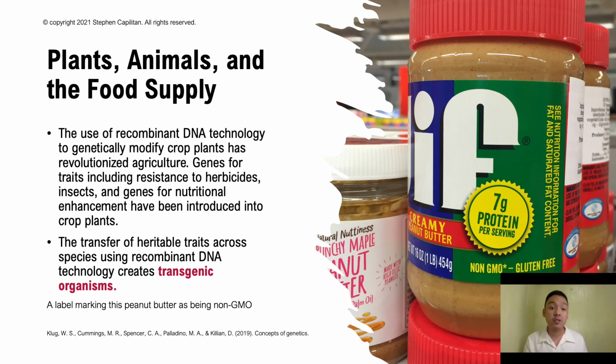Plants, animals, and food supplies have always been using biotechnology. Using recombinant DNA technology, we can now modify crop plants to revolutionize agriculture. Genes for traits resistant to herbicides and insects, and genes for nutritional enhancements, have already been introduced into crop plants. The transfer of heritable traits across species using recombinant DNA technology is what we call transgenic organisms, or GMO.